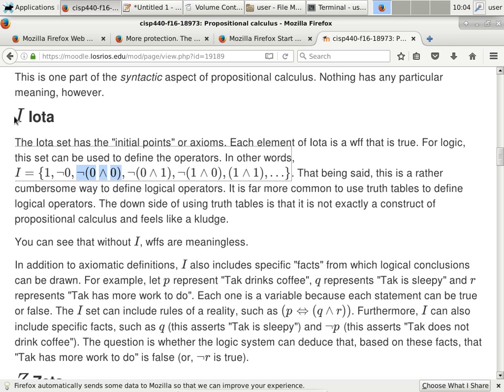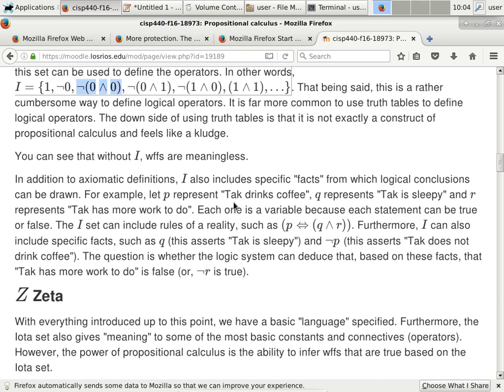Alpha, just the basic stuff, how do we spell, okay? Omega is how do we connect things. And then iota is what are the meanings of stuff. Okay? If I use these terms in a real math class, I think the department will probably have a problem with me.